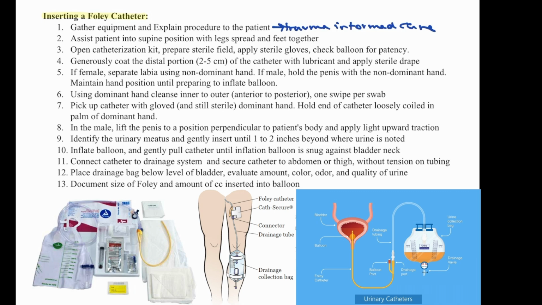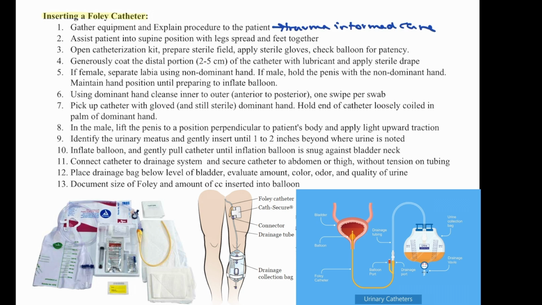We want to pick up the catheter with our gloved and sterile dominant hand, hold the end loosely, and coil it in the palm of the dominant hand. In a male, we want to lift the genitalia to a position perpendicular to the patient's body and apply a light outward traction. Identify the urinary meatus and gently insert until 1 to 2 inches beyond where the urine is noted.